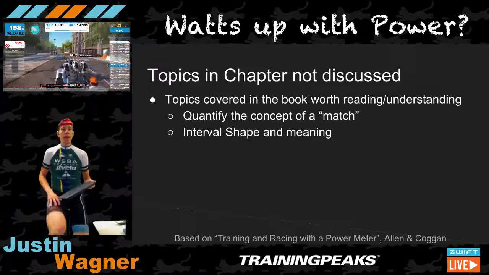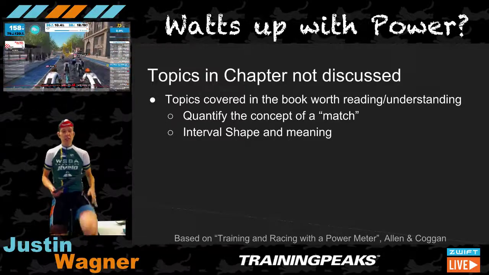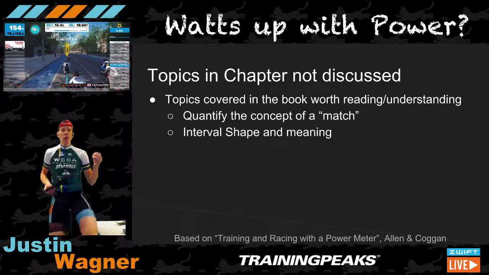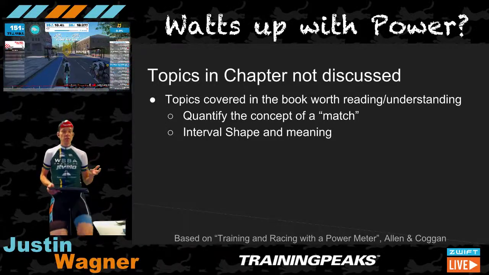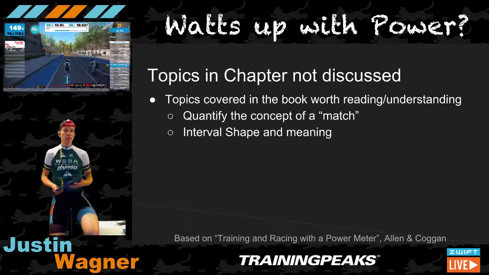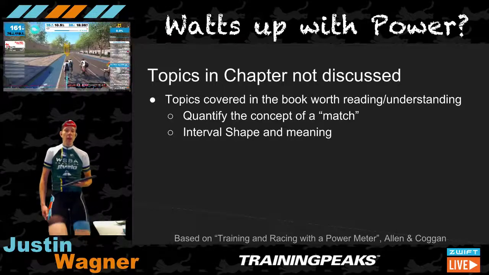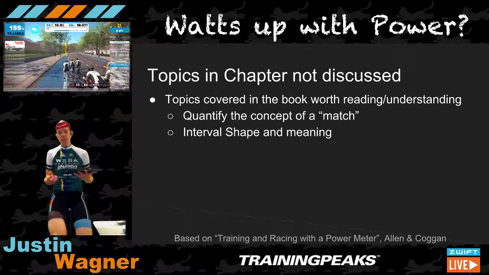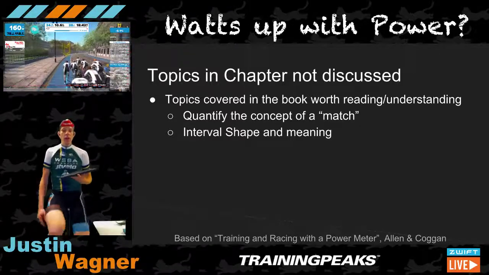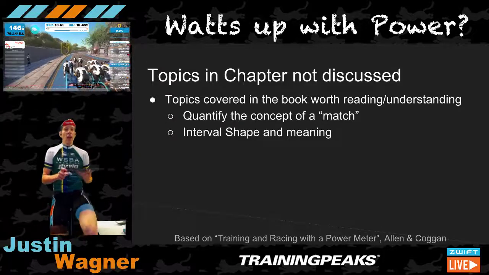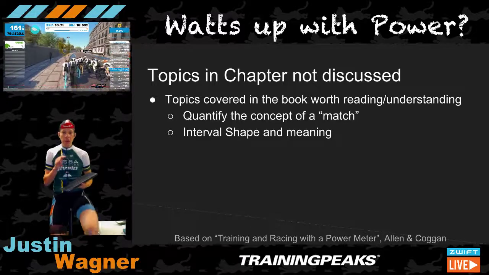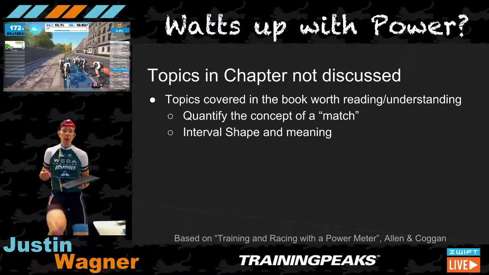So what have we, a couple topics in chapter 6 we didn't cover. Specifically, there's some talk around quantification of a match, what constitutes a match in terms of a race, when you've burnt a match, haven't burnt a match, and also it talks a little bit about different shapes of an interval. So let's say you've got that 3x20 SST workout we talked about. It'll talk about how you interpret your performance along those interval sections and what those shapes look like, to help you interpret what your performance is.